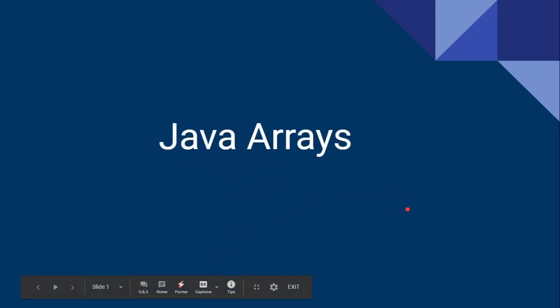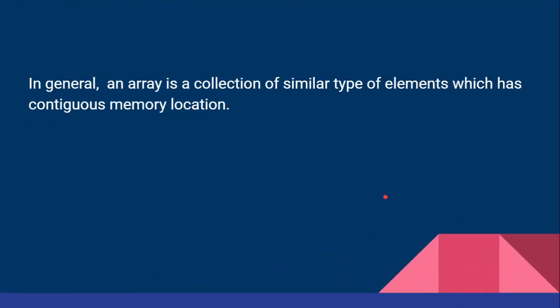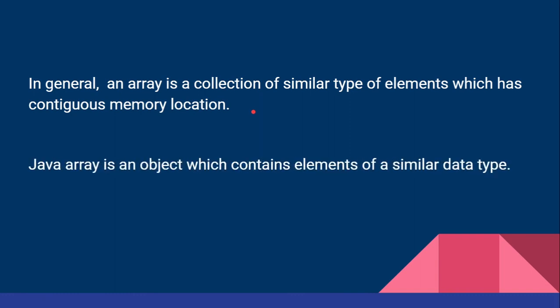Hello everyone, in this video we are going to see about the arrays in Java. So you all know that an array is a storage where we can store similar type of elements in a contiguous memory location. In general, an array is a collection of similar data type which has contiguous memory location. That means the memory area in which the array elements are stored are one after the other. That is the continuous memory location.